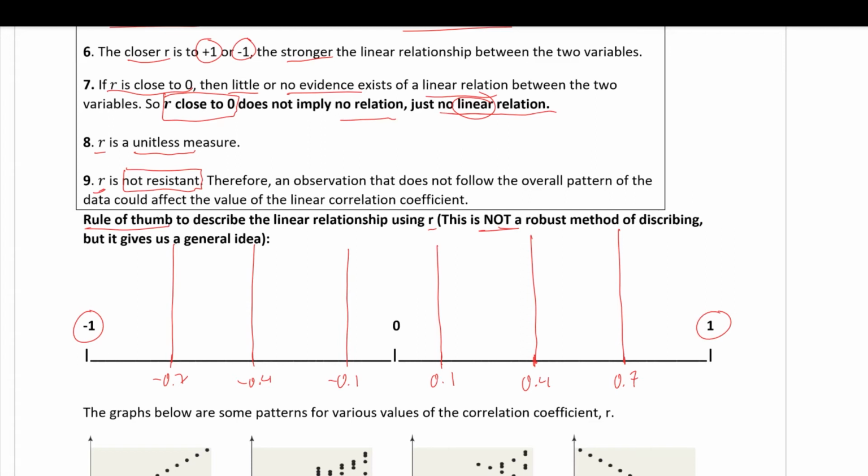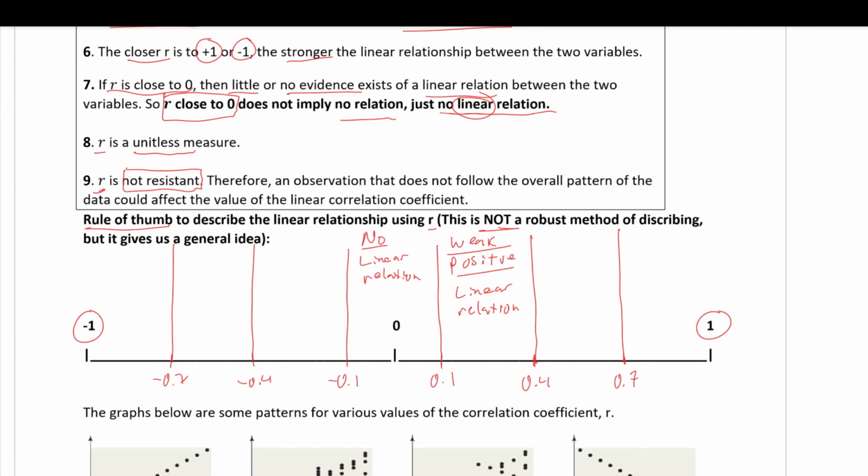I'll just say no linear relation. If I move over to the right here, if you get an R value that comes out to be between 0.1 and 0.4, well, these are our positive numbers. Since it's pretty close to 0 and not too close to 1, we're going to call this a weak positive linear relation. Again, this correlation coefficient only detects linear relationships, so all these are going to be linear.